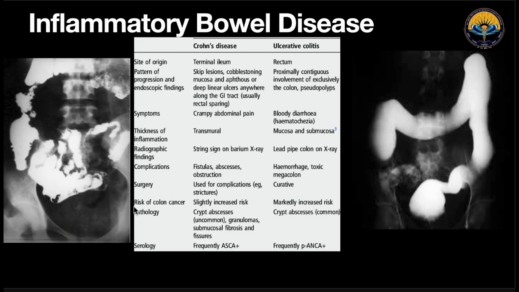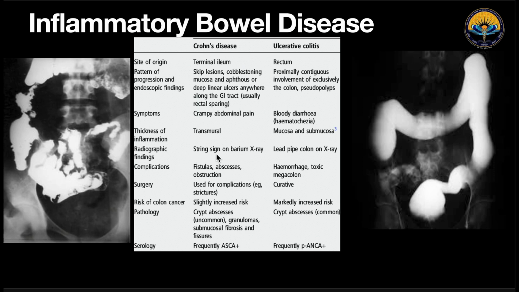Next is inflammatory bowel disease. We have two main categories under this: Crohn's disease and ulcerative colitis. Crohn's usually starts from the terminal ileum and it goes downwards, and it follows a skip pattern approach. So we find skip lesions here, and we can also see cobblestone appearance of mucosa, aphthous ulcer. Whereas ulcerative colitis starts from the rectum and it goes upward, and here we have contiguous or continuous involvement. Further, the inflammation in Crohn's disease is transmural, whereas in ulcerative colitis it is only mucosal or submucosal.